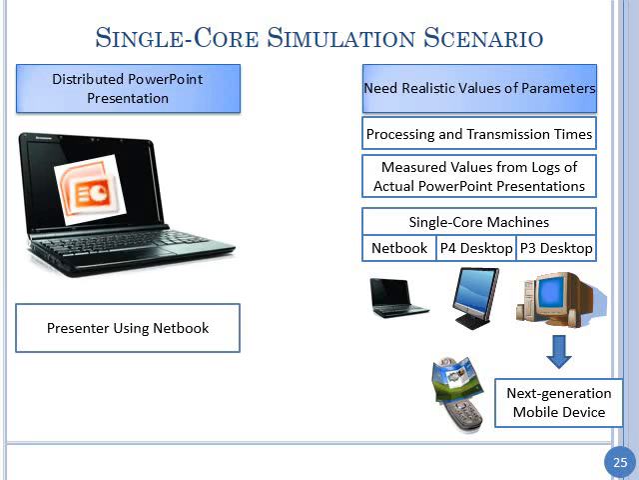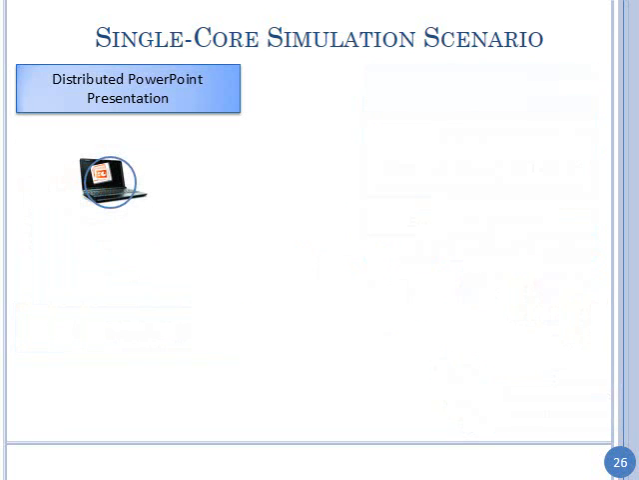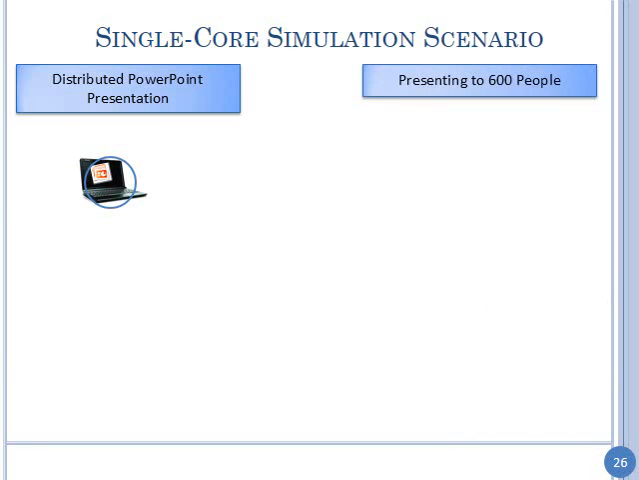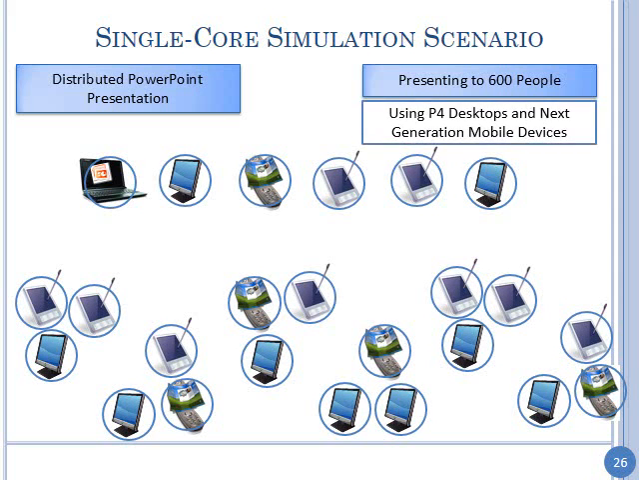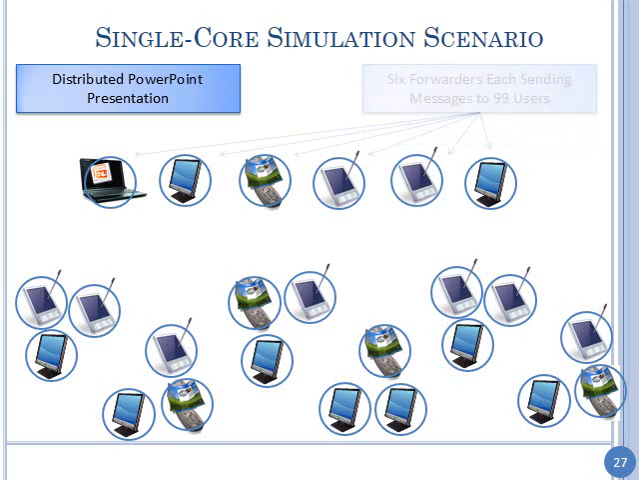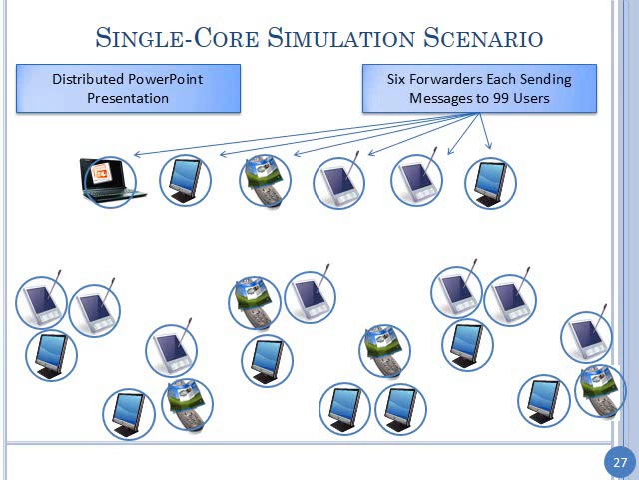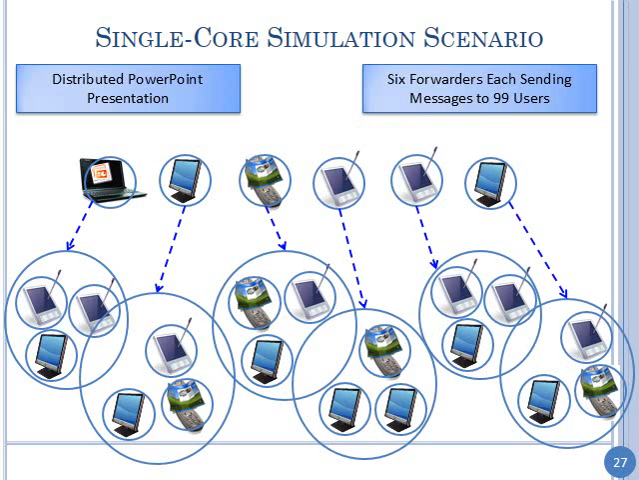And let's suppose that the presenter is using a netbook to give this. There are 600 other people observing it. It's a big talk. And they're using a variety of single-core devices for this. Suppose that out of these 600 users, 6 are the forwarders. So 6 users are forwarding to 99 other users, in a manner like this.